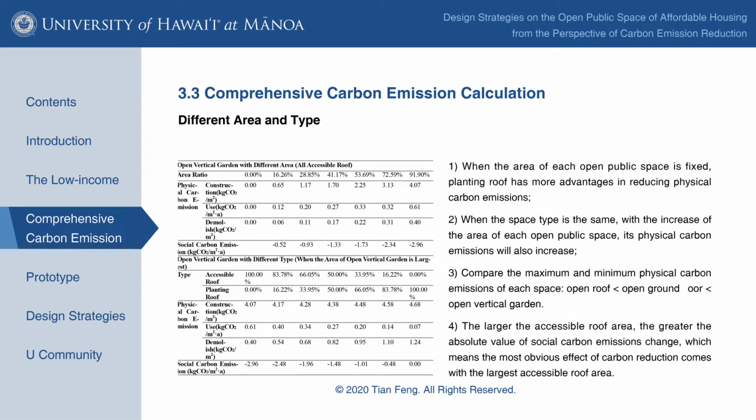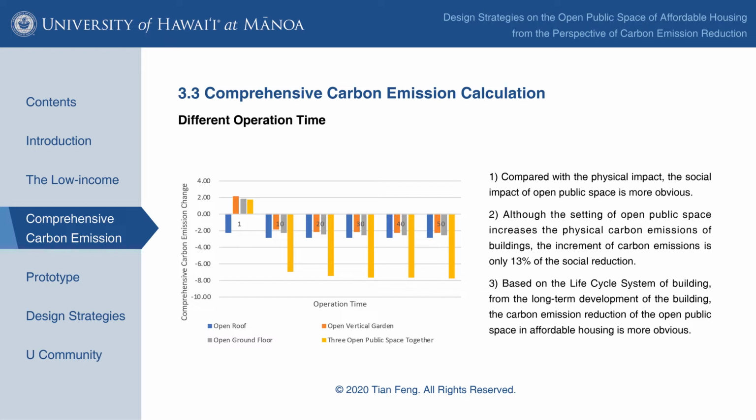The following conclusions can be found. Firstly, considering the roof type, planting roof is more energy saving than accessible one. Secondly, physical carbon emission is directly proportional to the area of open public space. Thirdly, under some conditions, the physical carbon emission increment of the open roof is the lowest, while the open vertical garden is the highest. Fourthly, social carbon emission reduction is proportional to the area of the open public space.